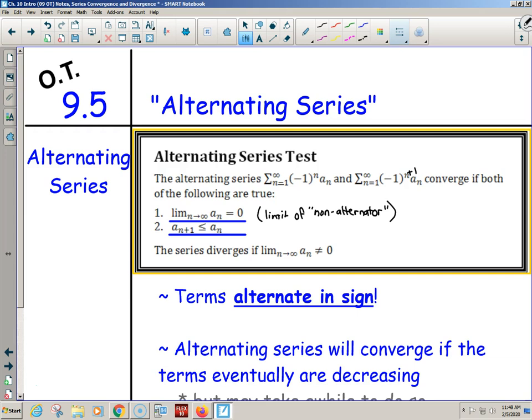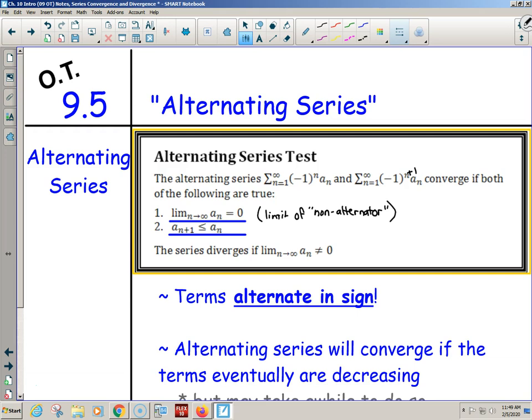Now, coming back to the alternator. Basically, the -1 or whatever else is causing the entire series to go positive, then negative, then positive, then negative, needs to be disregarded for step 1. We're disregarding the alternator. We're just looking at what's left of the nth term.